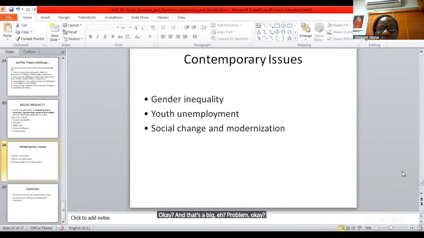Okay? Then, how has social change and modernization contributed to social stratification in the society? How has social change and modernization contributed to social stratification in the society?